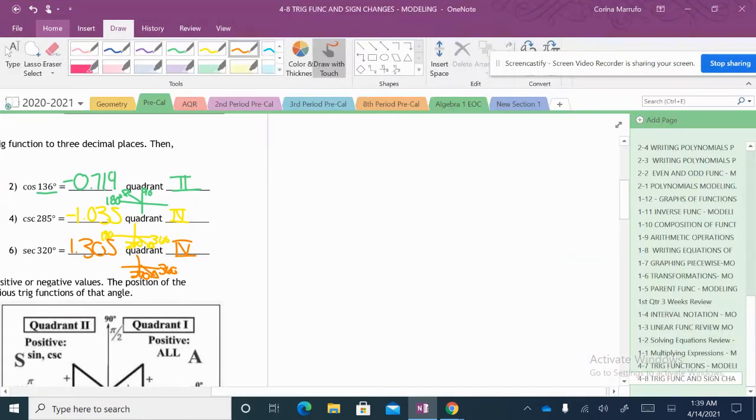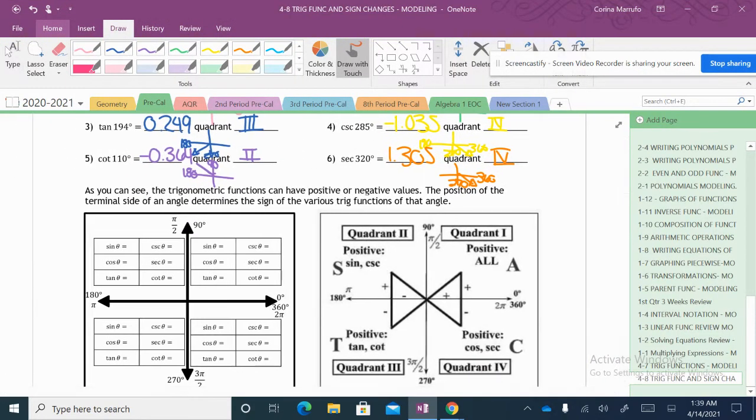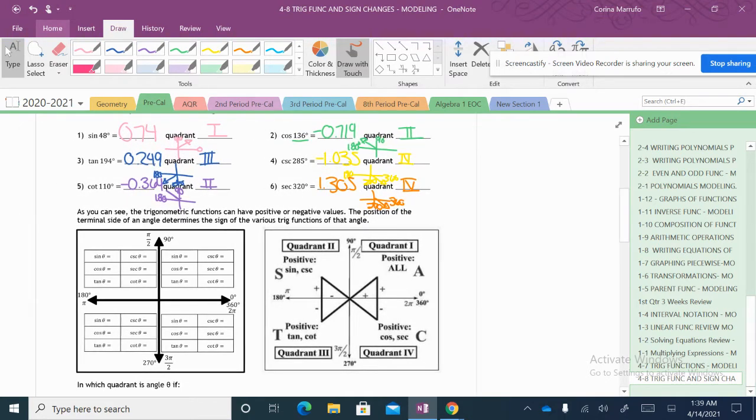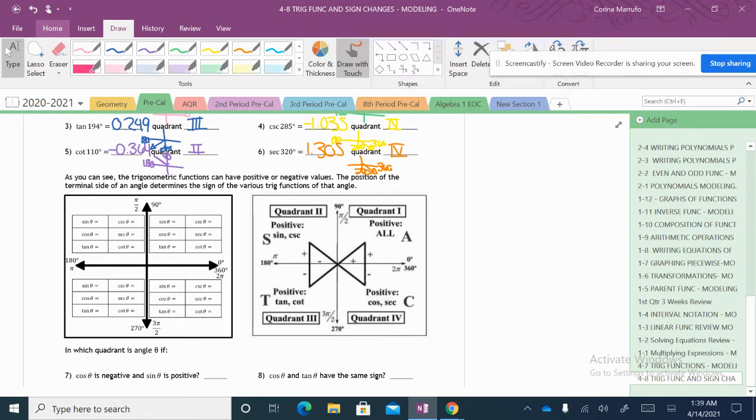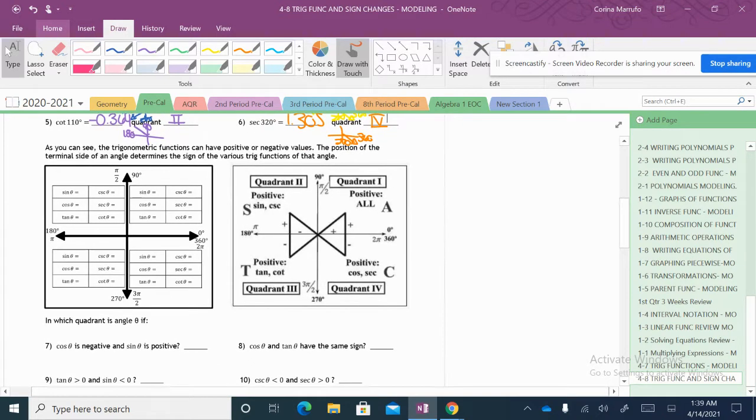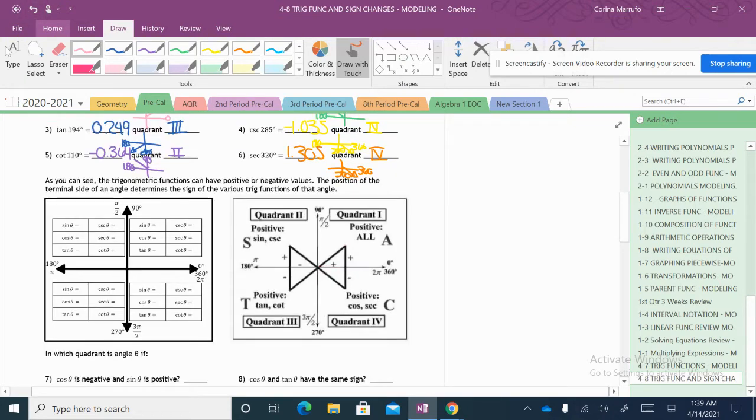Okay, so then from here, as you can see, the trigonometric functions can have a positive or a negative value. The position of the terminal side of an angle determines the sign of the various trig functions of that angle. For example, in our first quadrant, our x value and our y value are positive. So when we're making our ratios, our O over A, H over O, or whatever it is, all of our signs are going to be positive. So it says all are positive. That means sine would be positive, cosine would be positive, and tangent would be positive.